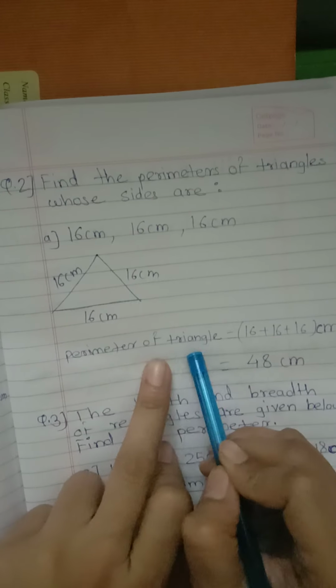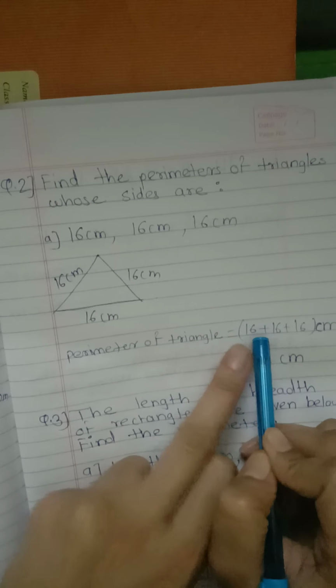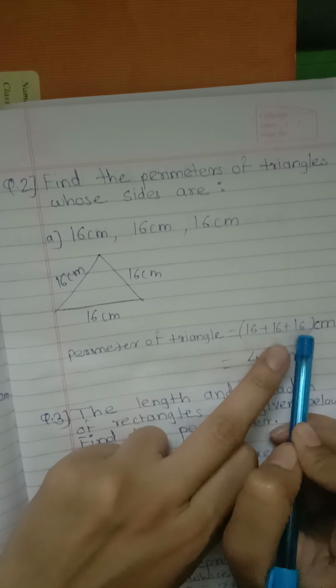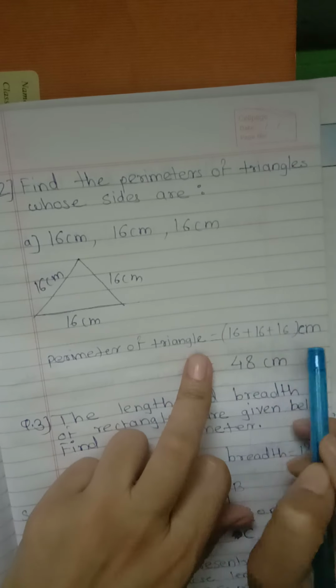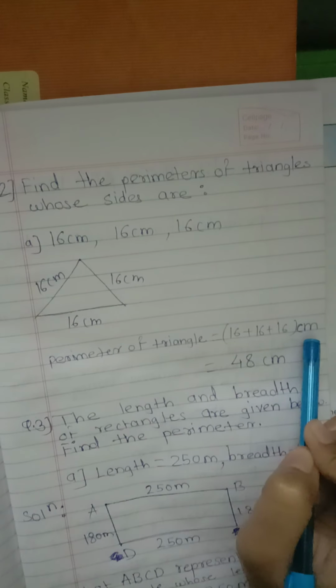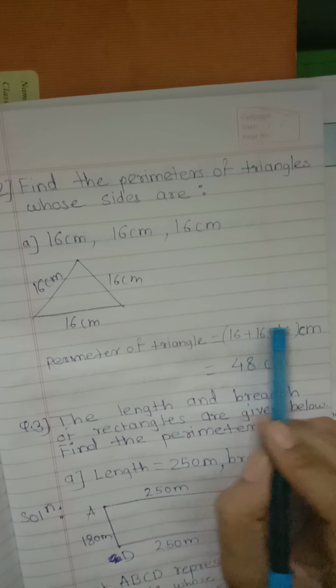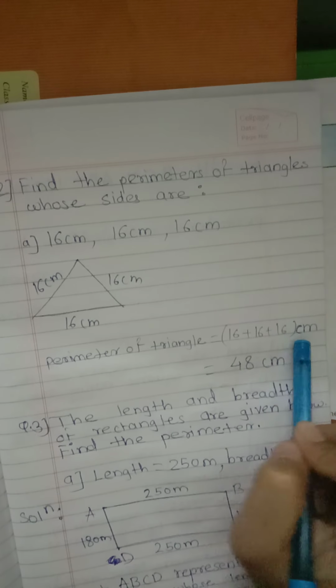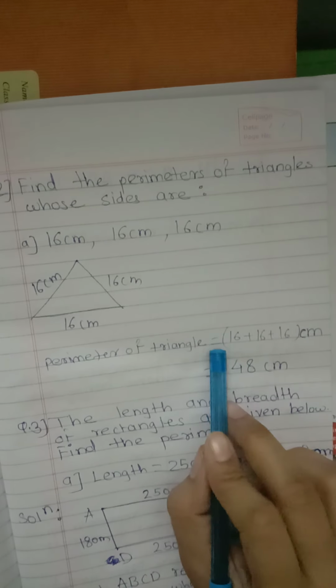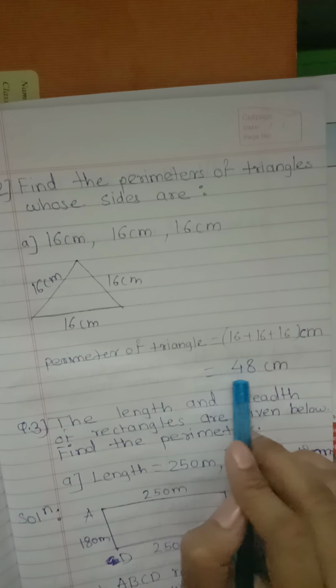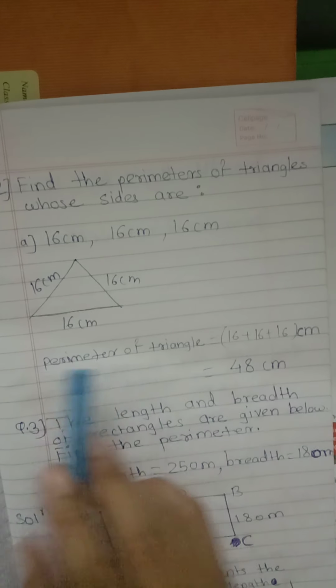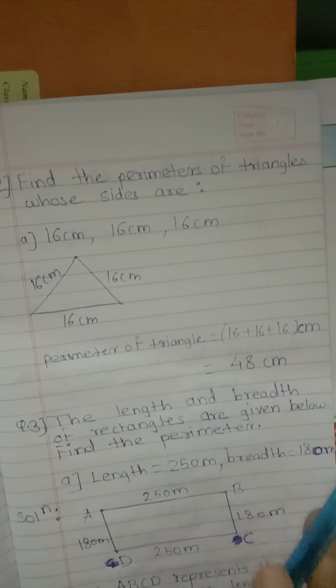So perimeter of a triangle is equal to 16 plus 16 plus 16. And outside of the bracket you have to give the unit. Remember to give the unit. Okay, 16 plus 16 plus 16 and outside of the bracket give the unit, that is centimeter. So after the addition, I got the answer which is equal to 48 centimeter. So perimeter of this triangle is 48 centimeter.